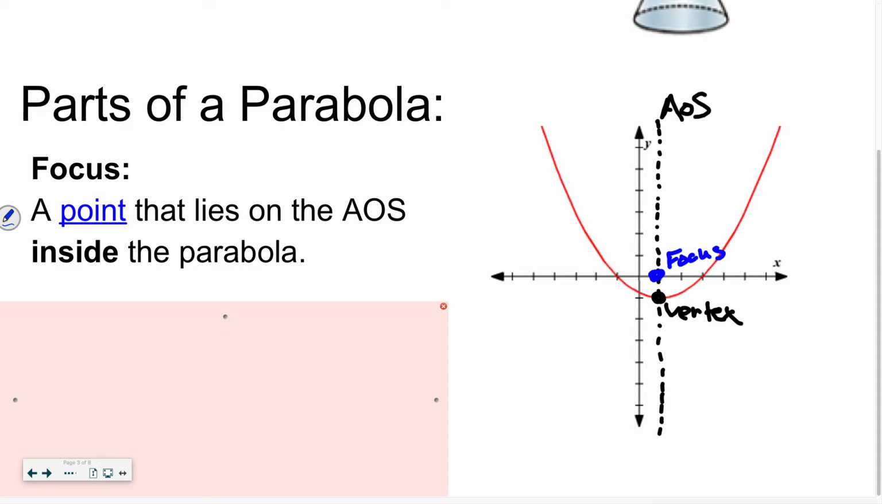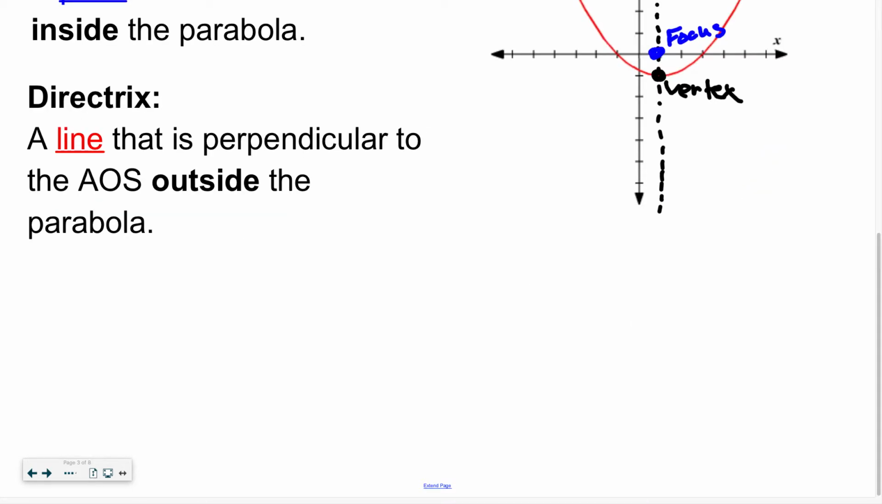The other thing that we need to know about to make sense of our definition is the directrix. So the directrix is not a point, it's a line. This line is perpendicular to the axis of symmetry. And it lies outside of the parabola. When you're graphing parabolas in this chapter 10, I'm going to want to see your focus, and I'm going to want to see your directrix. When you graph the directrix, it should never, ever cross your parabola. It's outside the parabola. It doesn't touch the parabola.